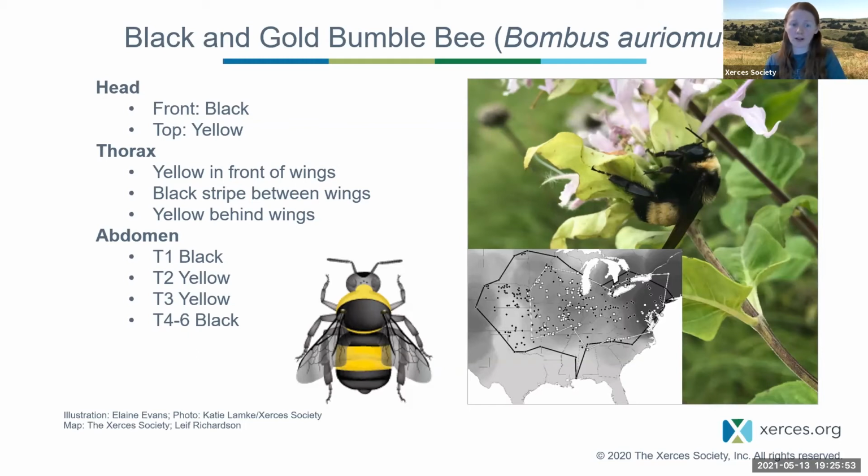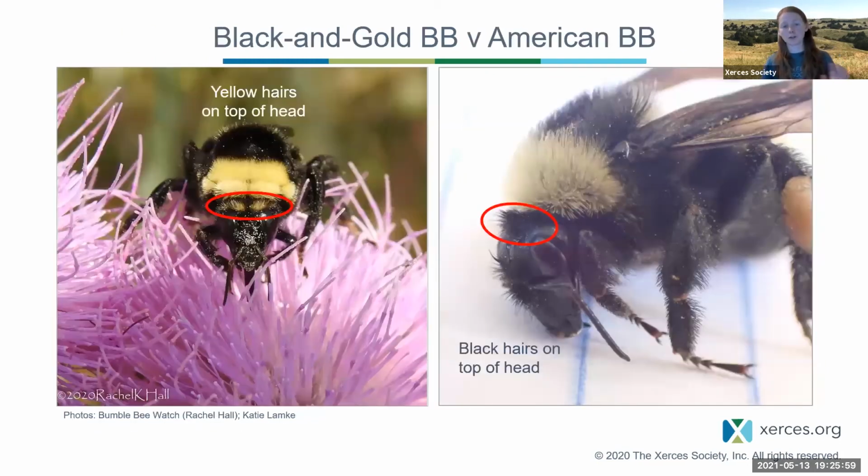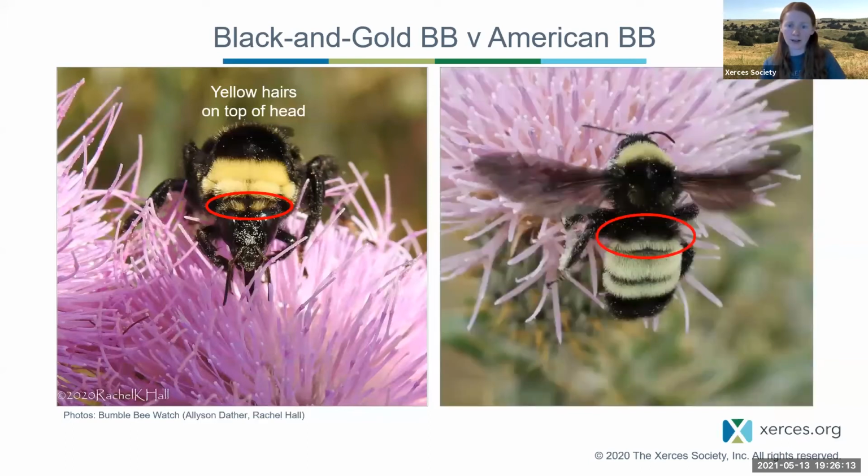T2 and 3 are yellow, just like they were on the American bumblebee. So for distinguishing these species, it's really key to get a picture of the hairs on top of the head. For the black and gold bumblebee, they're going to be yellow. For the American bumblebee, they're going to be black. And again, that half black, half yellow pattern on the American bumblebee is key to look at.